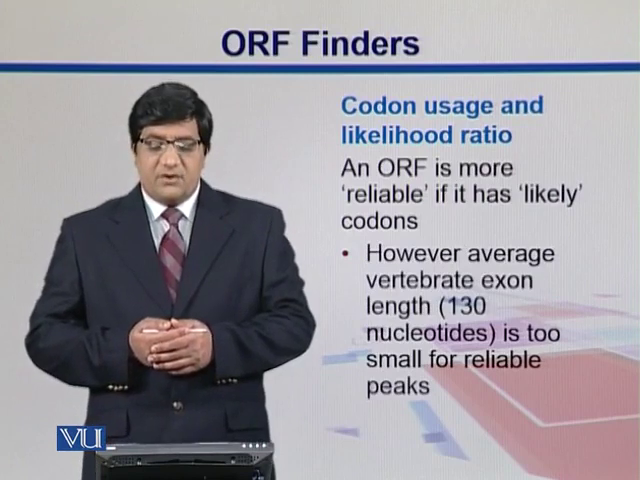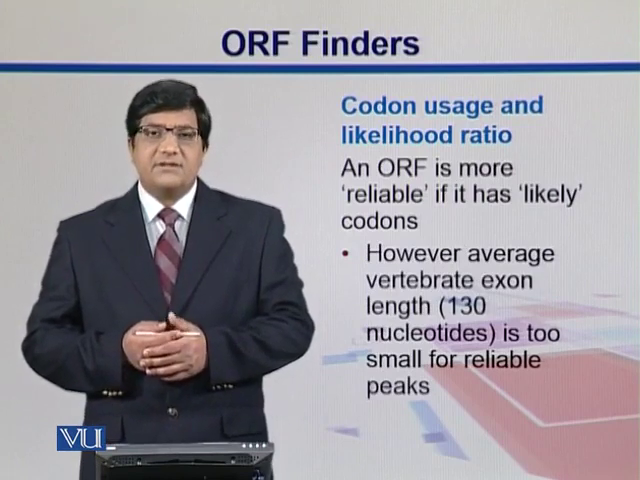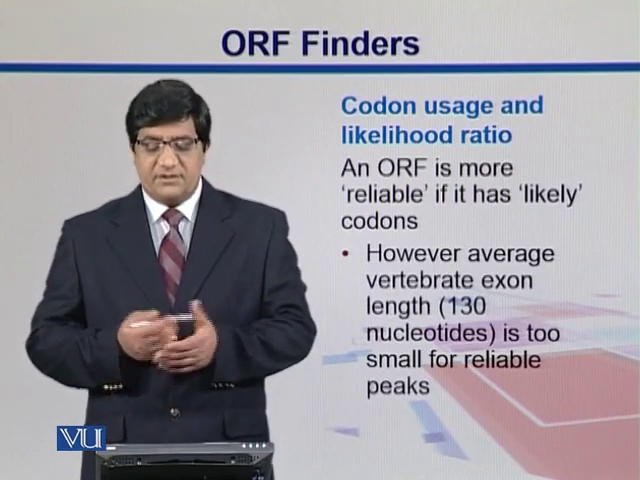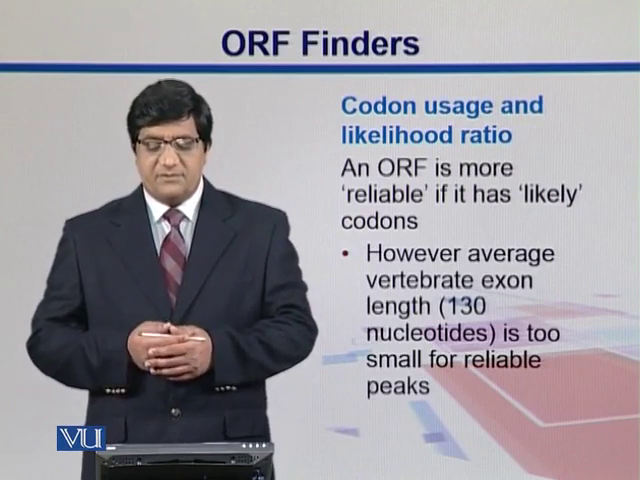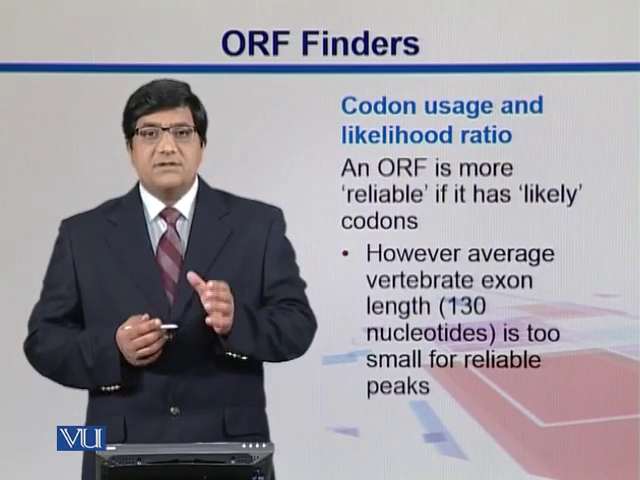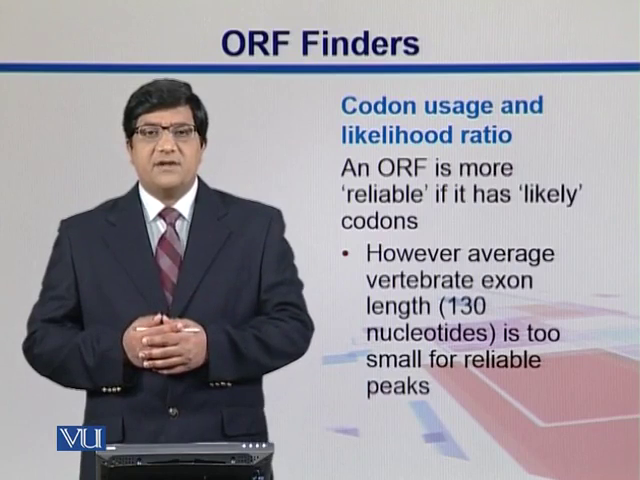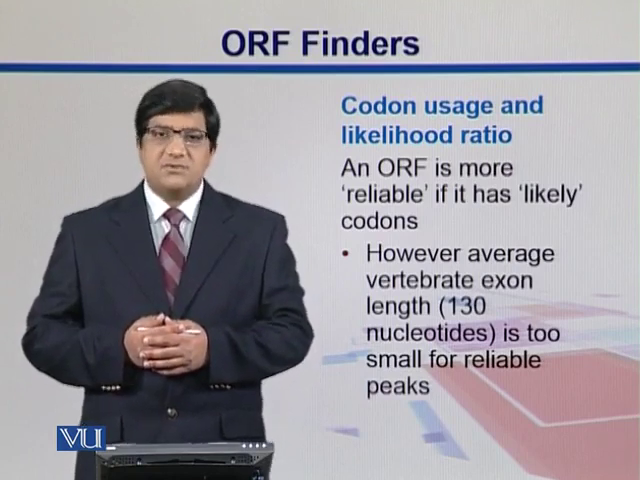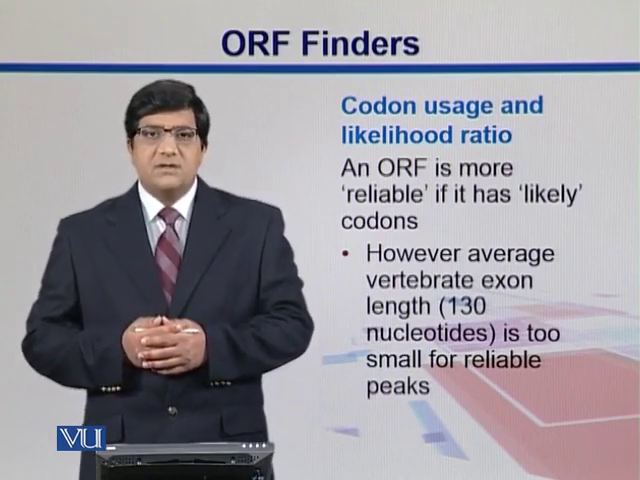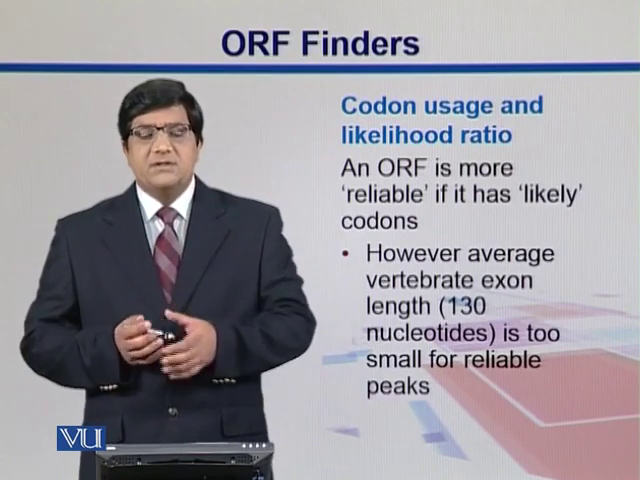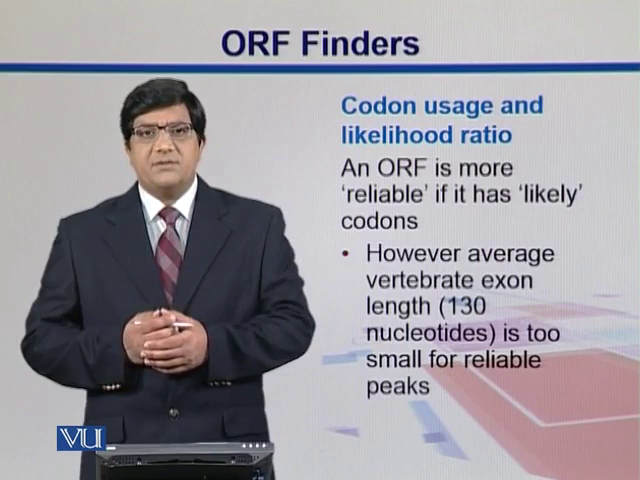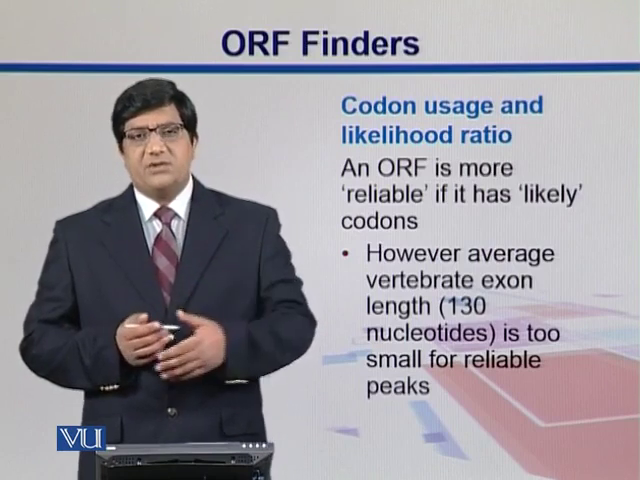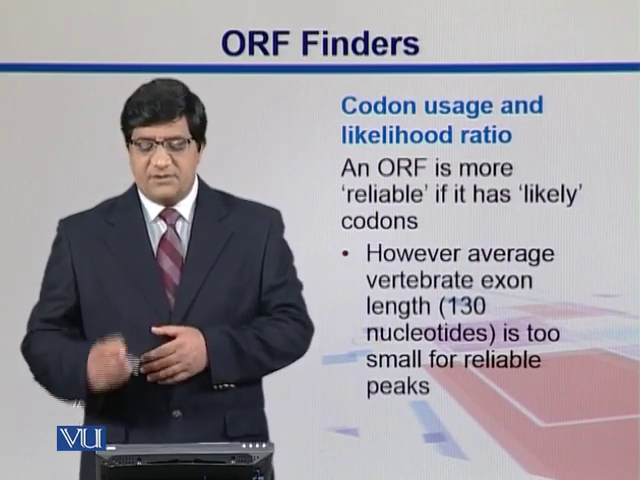However, there is one more thing: in the case of eukaryotes, or vertebrates, the exon length is a little bit small, while the introns are much longer, so that creates an issue. Generating those sliding windows, using these codon usage tables, or finding those likely codons becomes complicated.